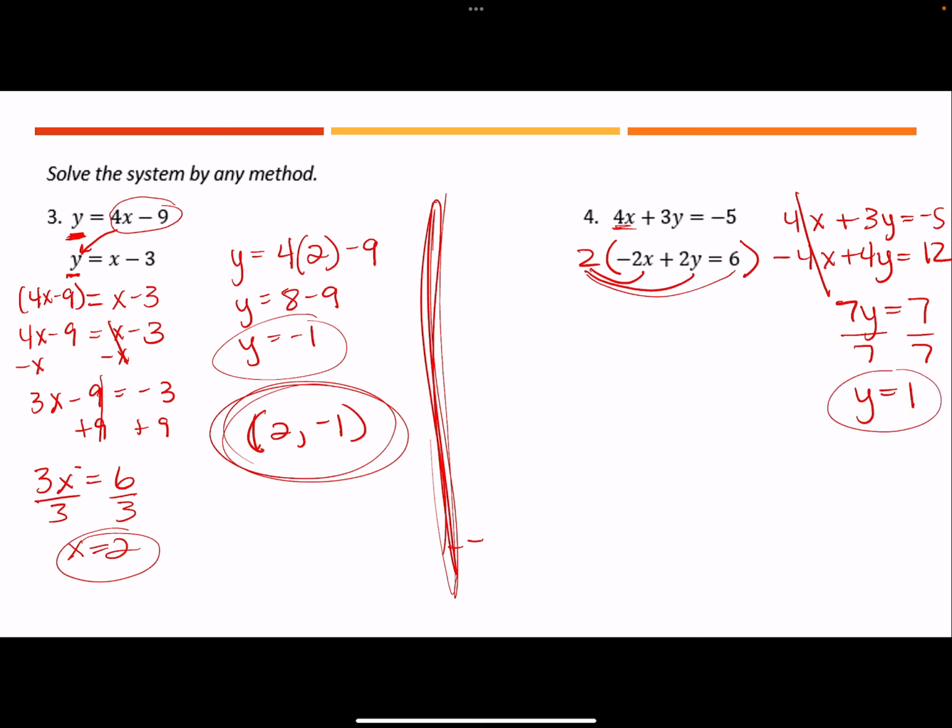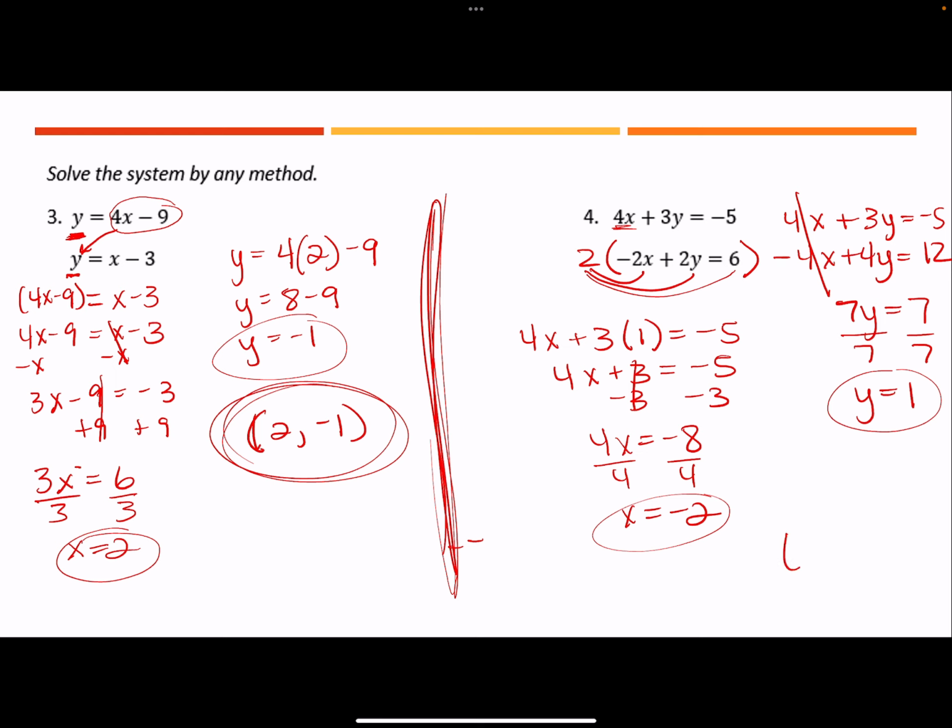And now I can pick either the top or bottom equation, it does not matter which one. I'm going to use the top equation. Instead of y, I'm plugging in 1 for y, equals negative 5. And now I'm just solving for x. So 3 times 1 is 3. To get x by itself, I'm going to subtract 3. 4x is equal to negative 8. And then x is equal to negative 2. So my final answer is the point (-2, 1).